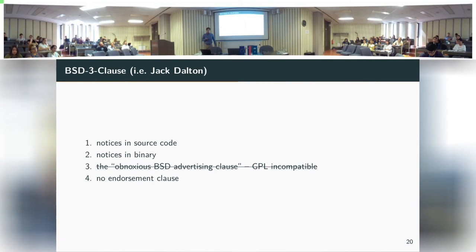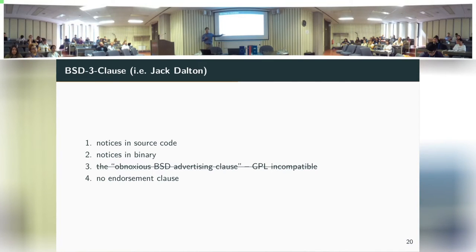And, okay, so first thing that happened, obviously, is somebody notified Berkeley that this is incompatible with another big license in open source, which was the GPL. So they axed it. So this is called the three clause BSD, because they removed the advertising clause, and now it just has three. So it's a slightly shorter one, like Jack Dalton, which was one of the normal guys. So this is also called the new or revised BSD license, because that's the one they actually use nowadays.